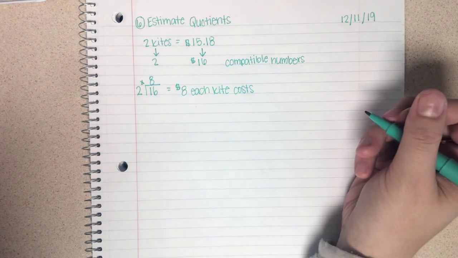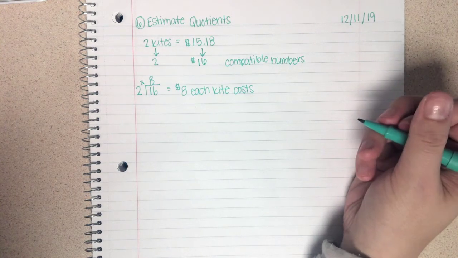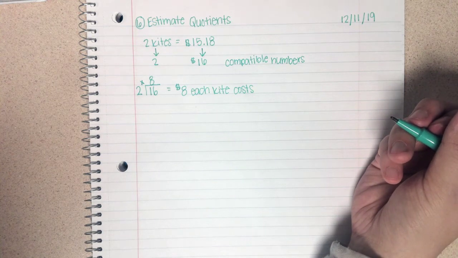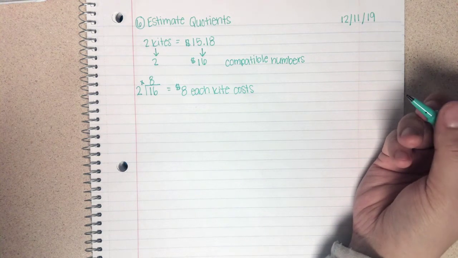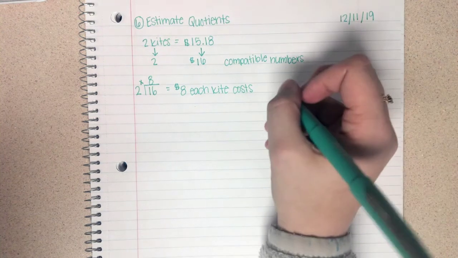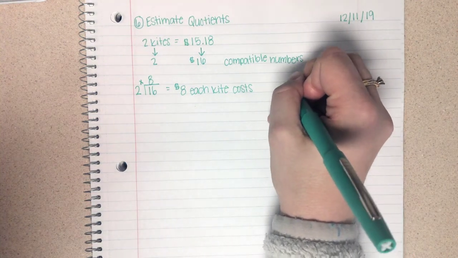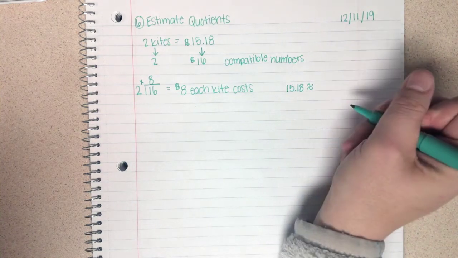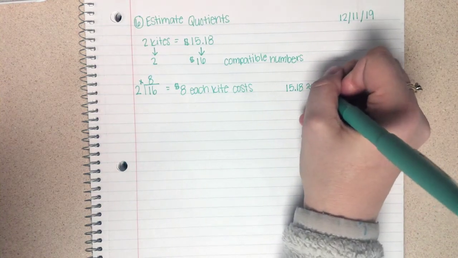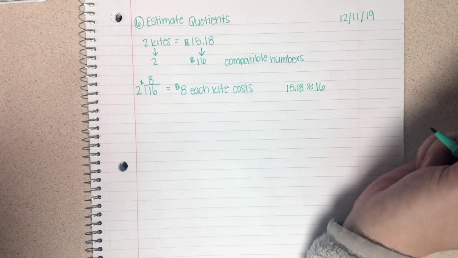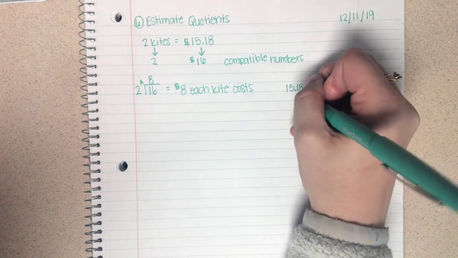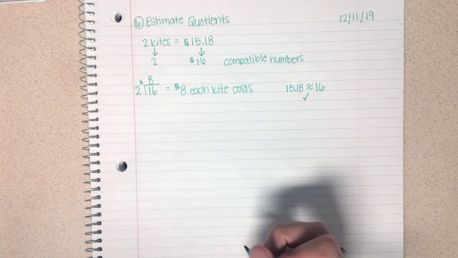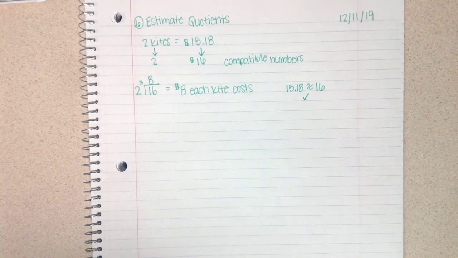So, to explain why your answer is reasonable, 2 times 8 gives you 16, which is pretty close to that 15.18. Remember, this means we estimated. So since these two numbers are pretty close together, I can say that my answer is definitely reasonable. Okay? All right. Let's go ahead and do another example.